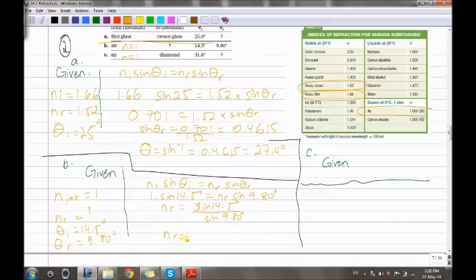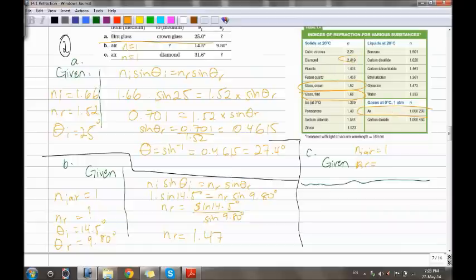So the answer for Nr is 1.47. There's no unit here. Now let's move on fast to C. Again, we have the Ni of air equal to 1, and then we have the Nr of diamond.